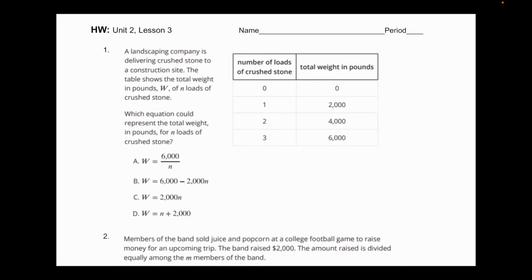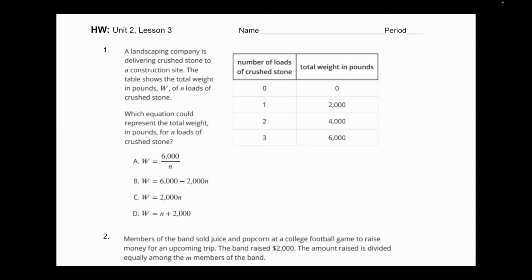Illustrative Math Algebra 1. So this one was about linear functions basically and creating equations based off of some situations. So this first situation we're given has a landscaping company that is delivering crushed stone to a construction site. And this table shows the total weight in pounds W of n number of loads of crushed stone. And then they want to know which equation could represent the total weight for n loads of stone.